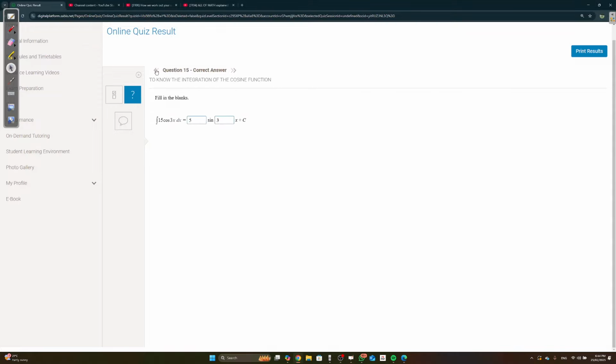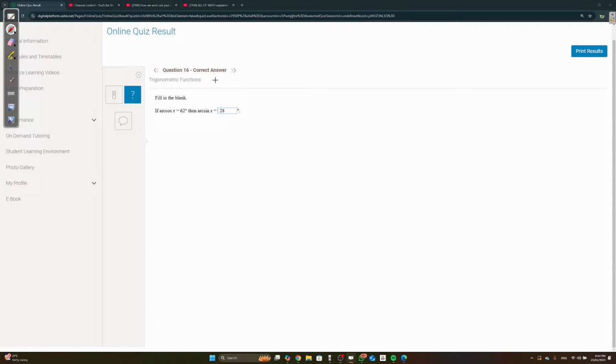Question 15. Okay, integral 15 cosine 3x. Again, integral of cosine is sine. It stays positive, then times 1 over a, so 15 times 1 over 3 is 5, and this stays as 3x. Question 16. If arc cosine x is 62 degrees, then arc sine x is what?